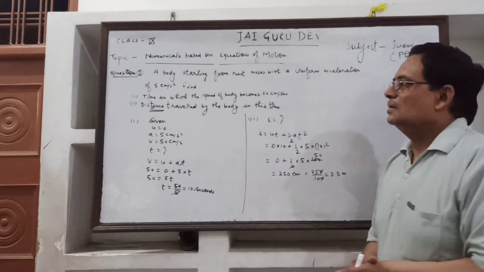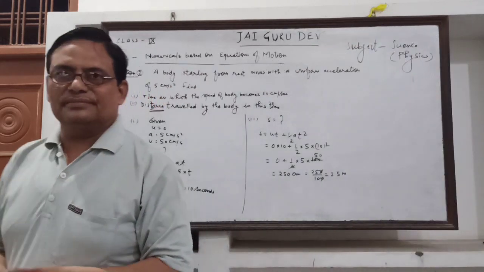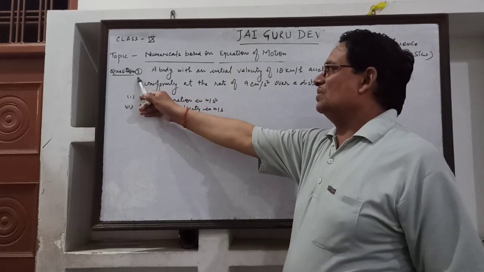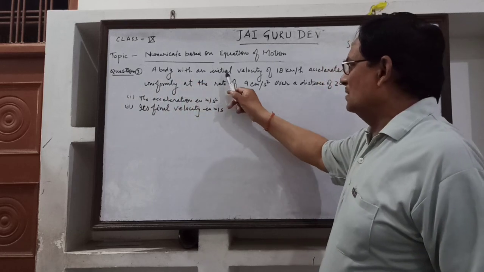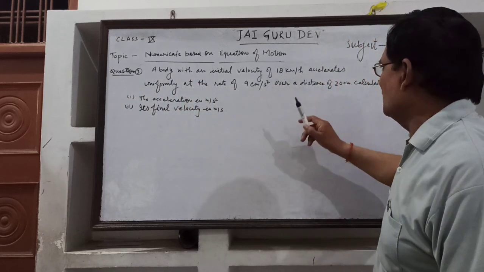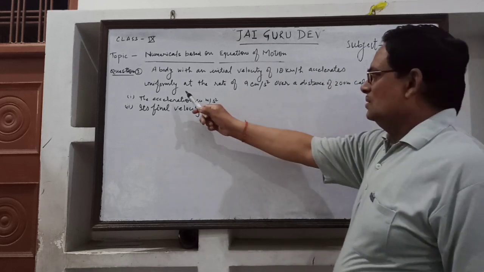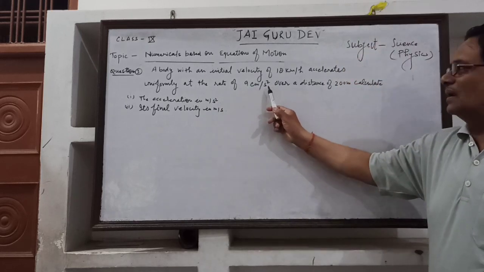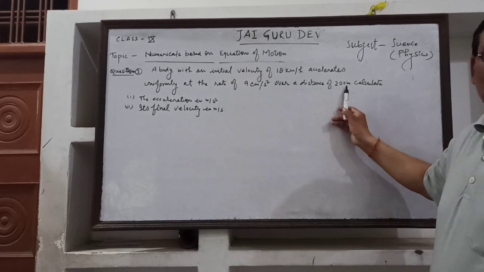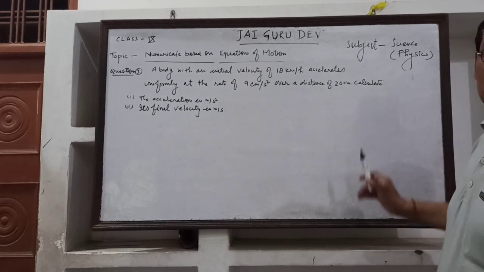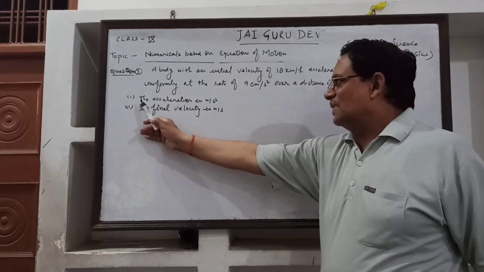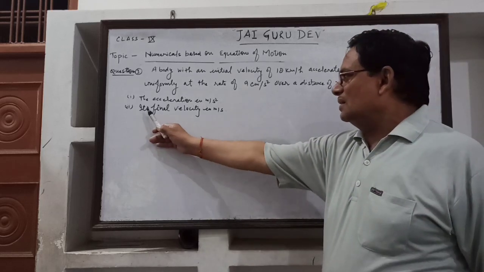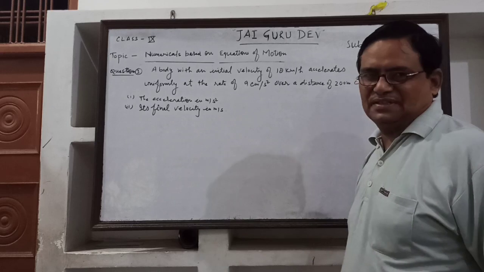Now we approach the third question. Question number 3. A body with an initial velocity of 18 km per hour accelerates uniformly at the rate of 9 centimeter per second square over a distance of 200 meter. Calculate. The question has two parts. First part, the acceleration in meter per second square. Second, its final velocity in meter per second.